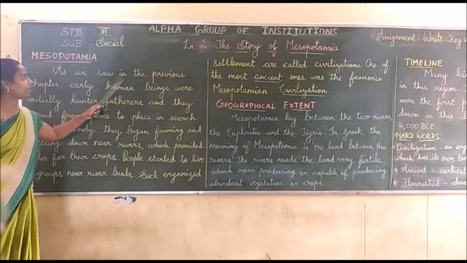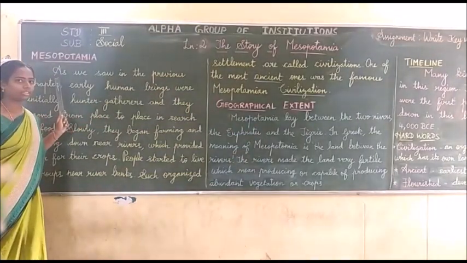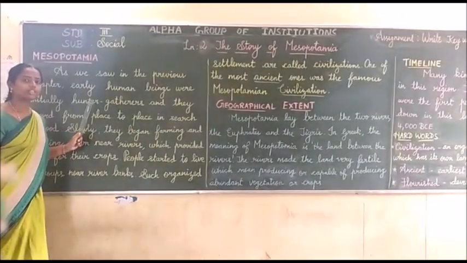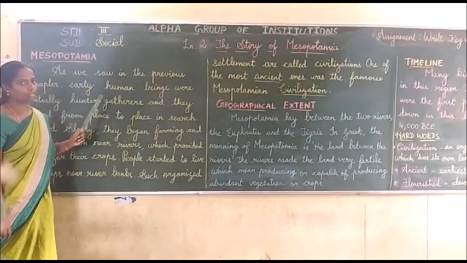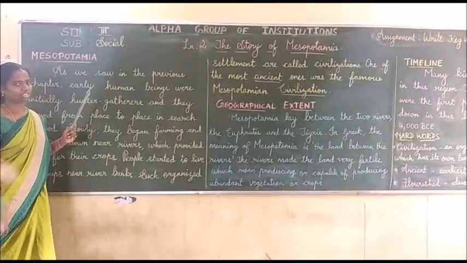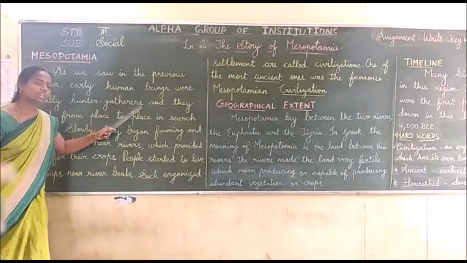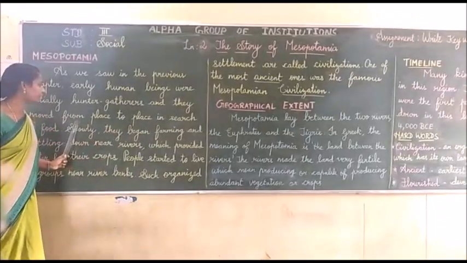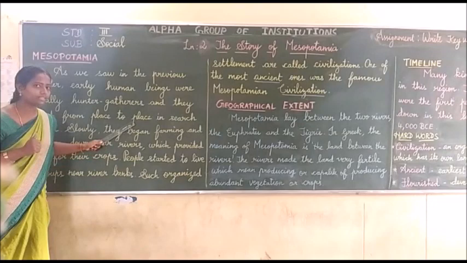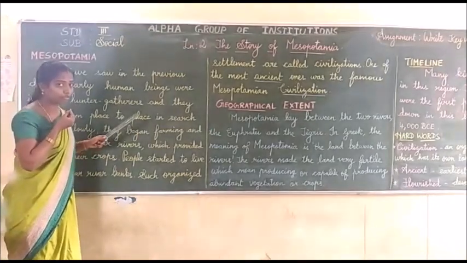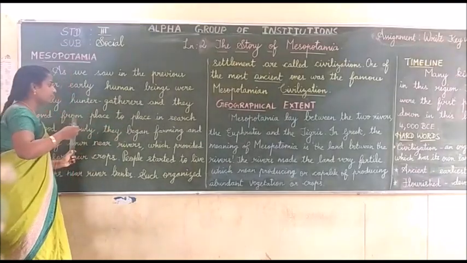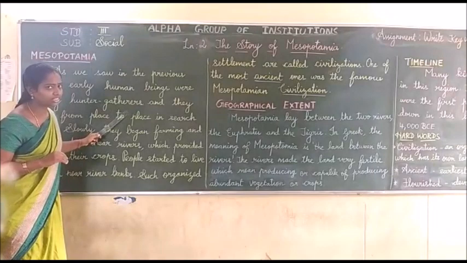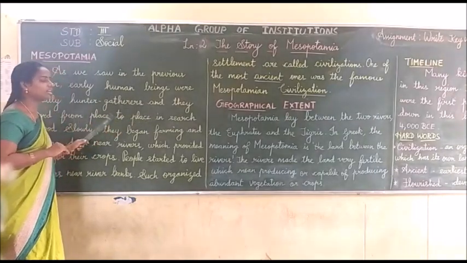As we saw in the previous chapter, right? I already told you that early human beings were initially hunter-gatherers. They hunted and ate small animals and also gathered food from the forest such as fruits, nuts and berries. Already we saw, right? For what did they move from place to place? They moved from place to place in search of food. They hunted and ate animals also, so they were called hunter-gatherers. Is it clear, children?